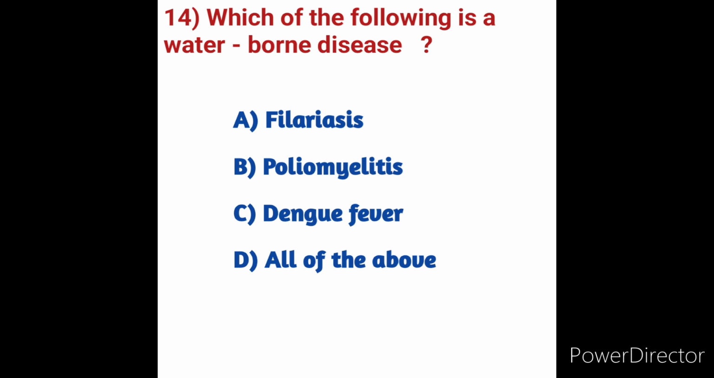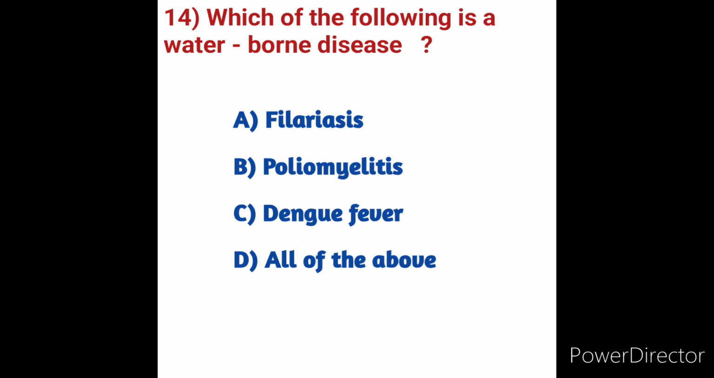Option A, filariasis. What is filariasis? A wide range of mosquitoes can transmit the parasite depending on the geographic area, so it spreads from person to person by mosquito. The main cause of filariasis is mosquito bite. So here, option A is not a waterborne disease.